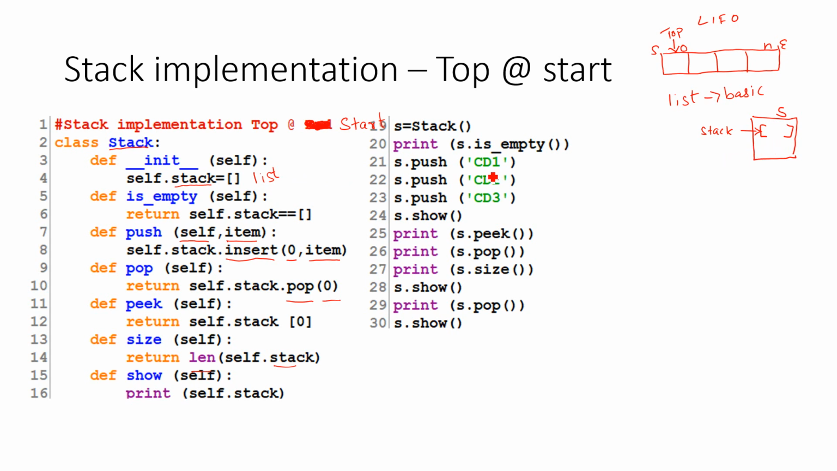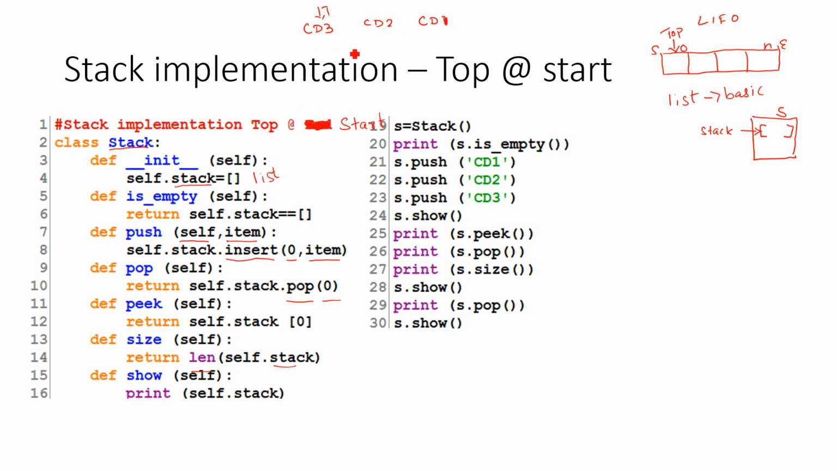Then we push the values onto the stack. In what order are we pushing? CD1, CD2 and CD3. So how does it look after the CD3 insertion? CD1 will be here, CD2 will be here, and the last value, CD3, will be at the top. This is going to be the top position.